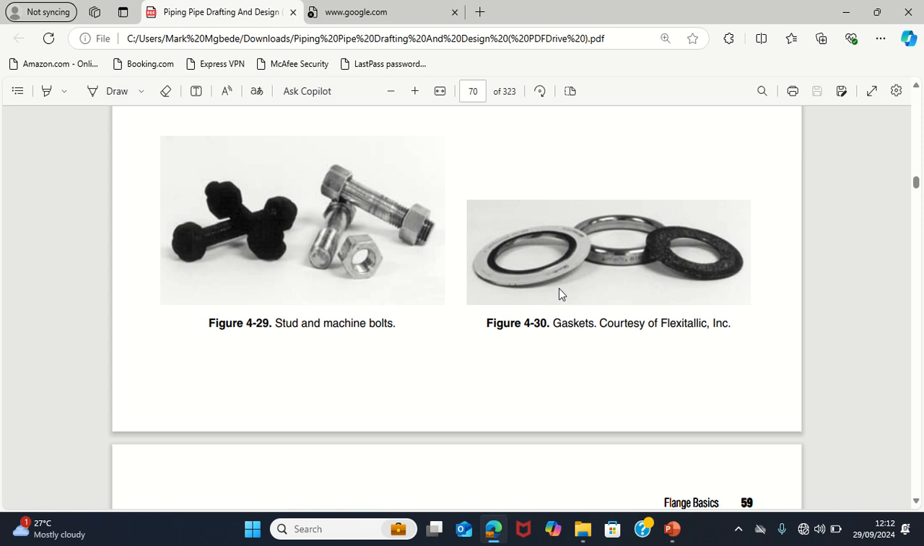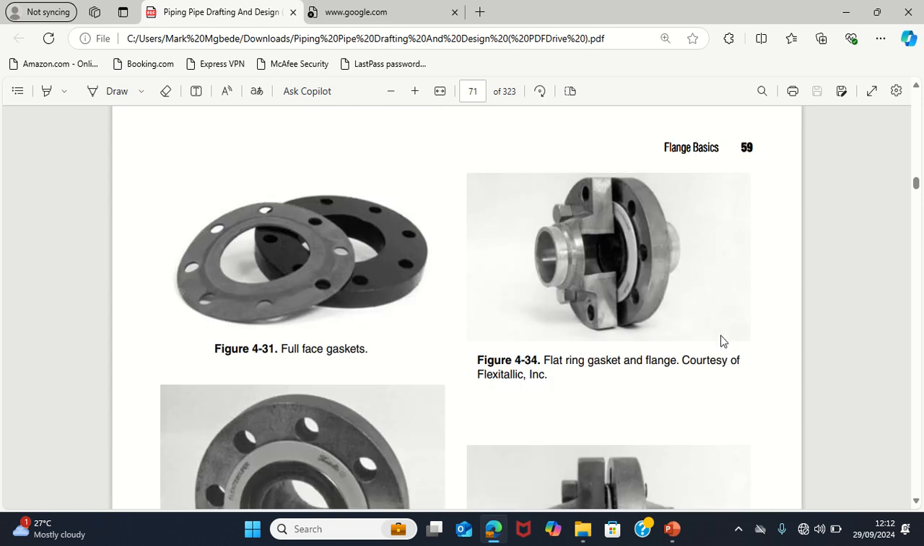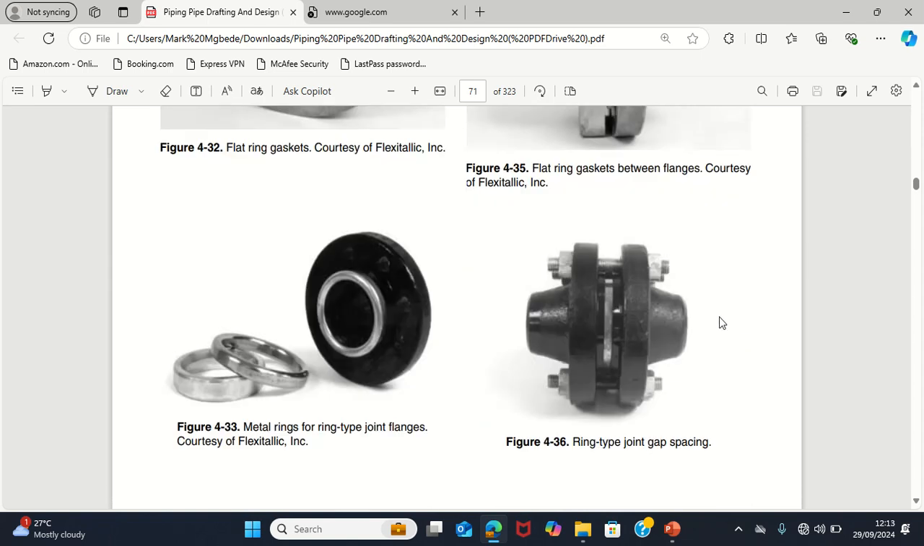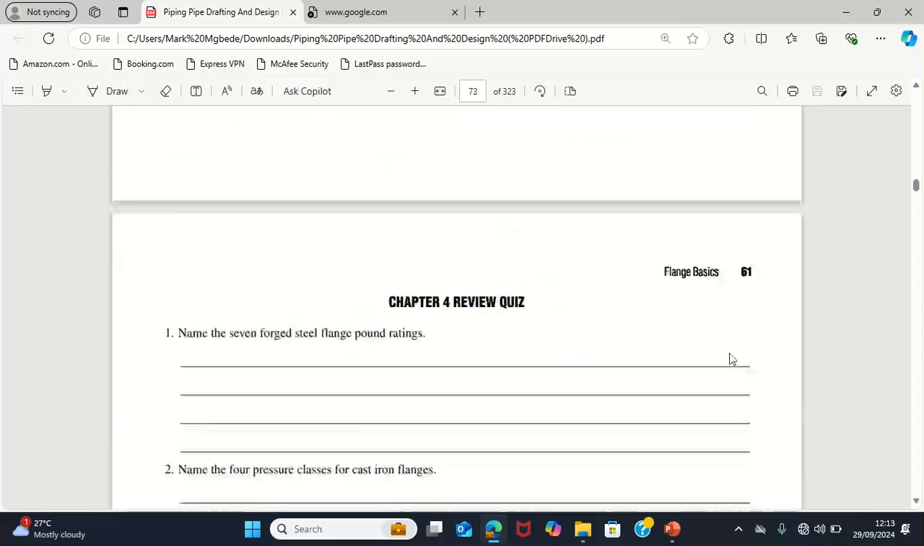But the software has been incorporated in a way that once you input your flange connection, it gives you the gasket and the bolt that are supposed to be used for that particular connection. So you don't have to bother yourself about the kind of bolt and gasket that you use. So that's just it. This is the end of flanges.